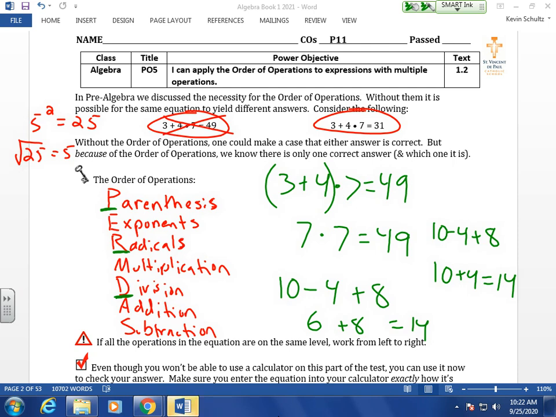Okay, so there are multiple ways to work an equation like that, but typically, just so you're not getting caught up with negative signs and things like that, we would recommend going from left to right.